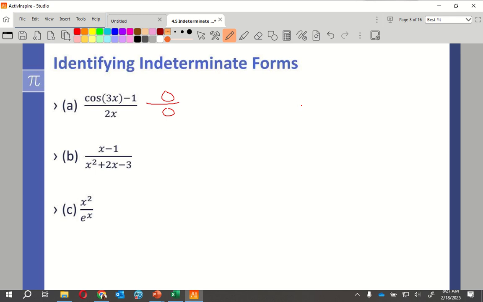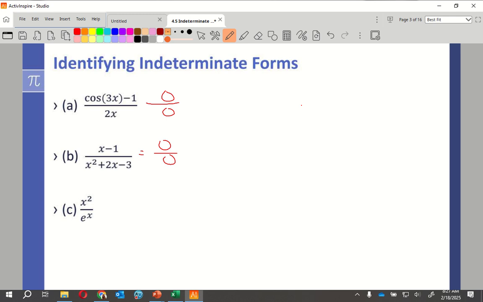All right, let's try the next one. So, B. Does 1 work? Let me see. If I do 1, that would be 1 minus 1 is 0. Let's try the bottom. Let's try 1 there. So that would be 1 plus 2 is 3, minus 3, 0. So this one, I get 0 over 0 when c is equal to 1.